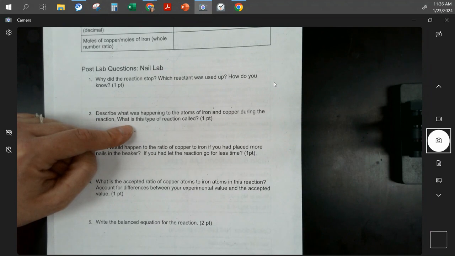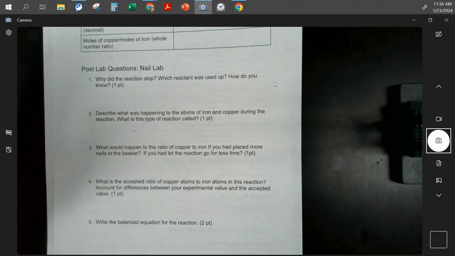So what did you measure at the end? What did you start with? What did you measure at the end? How much do atoms move from one to the other? Yeah, so what you're saying is the atoms are moving. Describe that a little bit further.